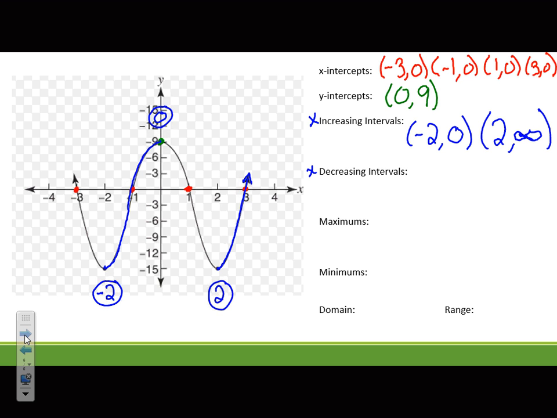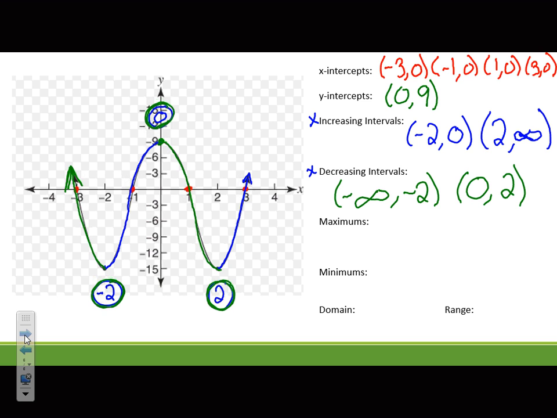Those are my increasing. Now my decreasing, where I'm going down, I'm going to start on my left side and work my way over. Going down here, if you see I'm going forever, so it's going to be from negative infinity all the way to my x value, which is negative 2. So there's 1. And then I come over here, I'm going down my x value from 0 to 2. So from 0 to 2 is my other decreasing interval.